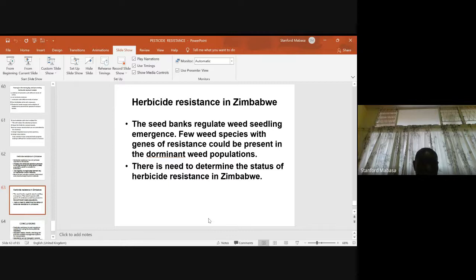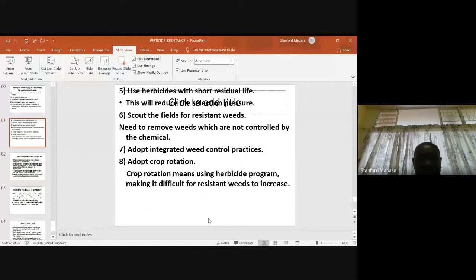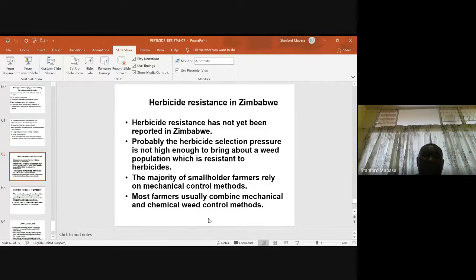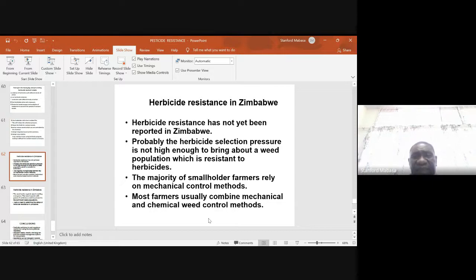Now we come to the interesting issue. What I've been talking about is happening elsewhere. It's herbicide resistance which has been reported elsewhere. But in this country, we have not reported herbicide resistance. So in Zimbabwe, we have not yet reported resistance.